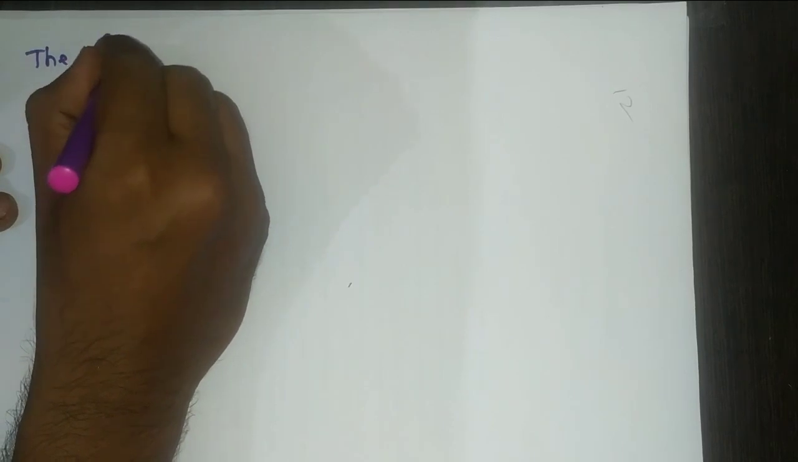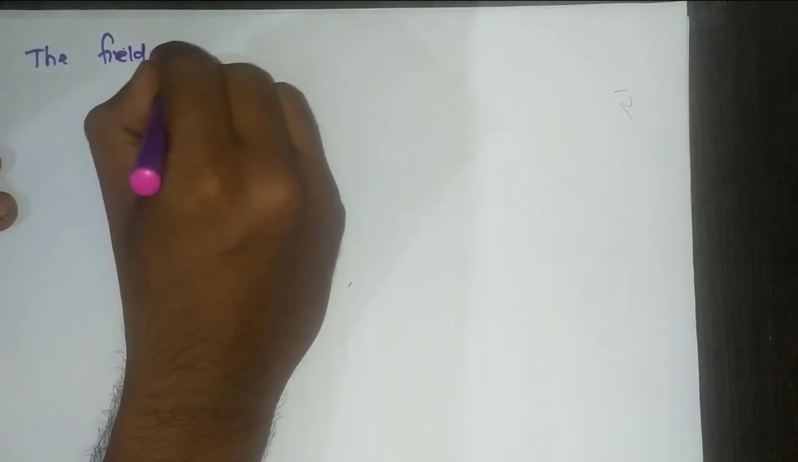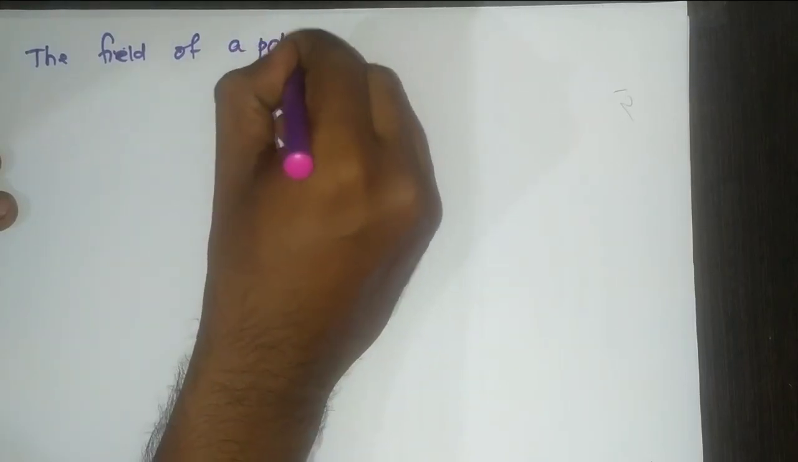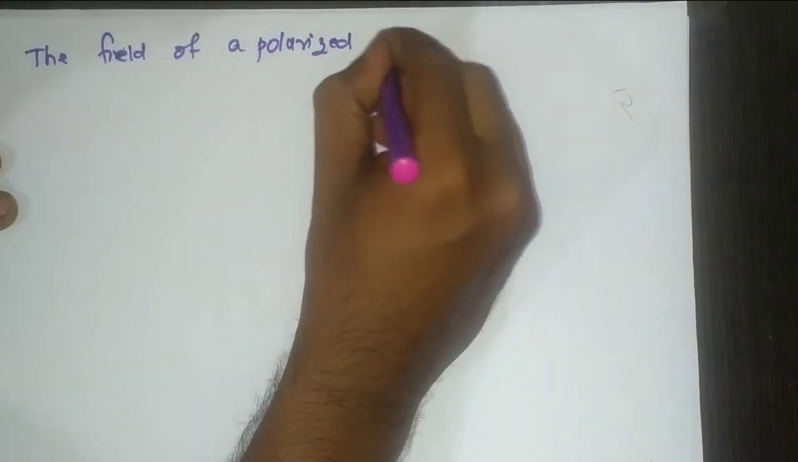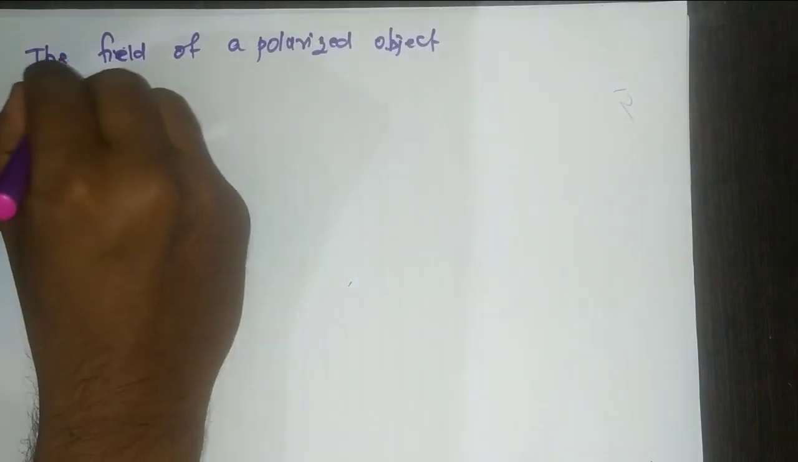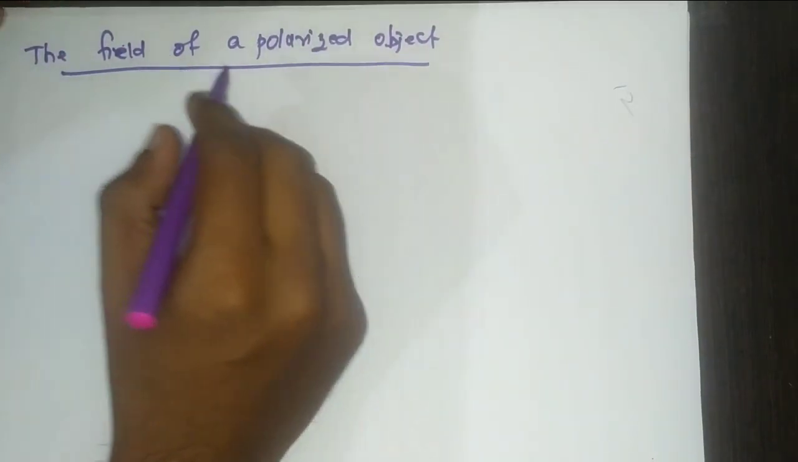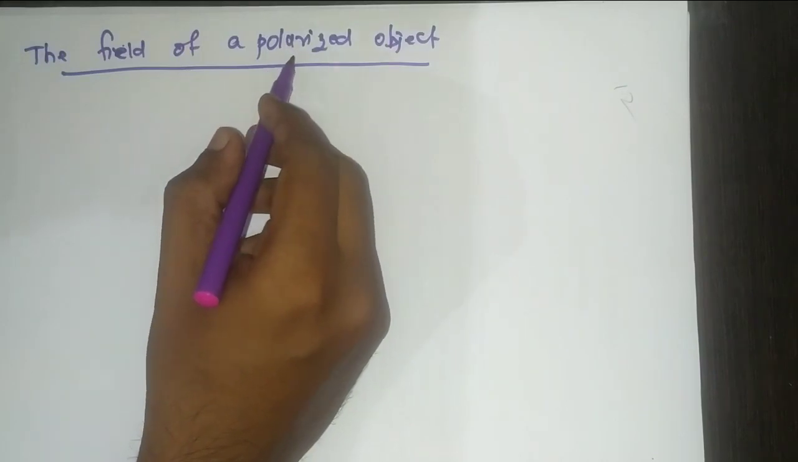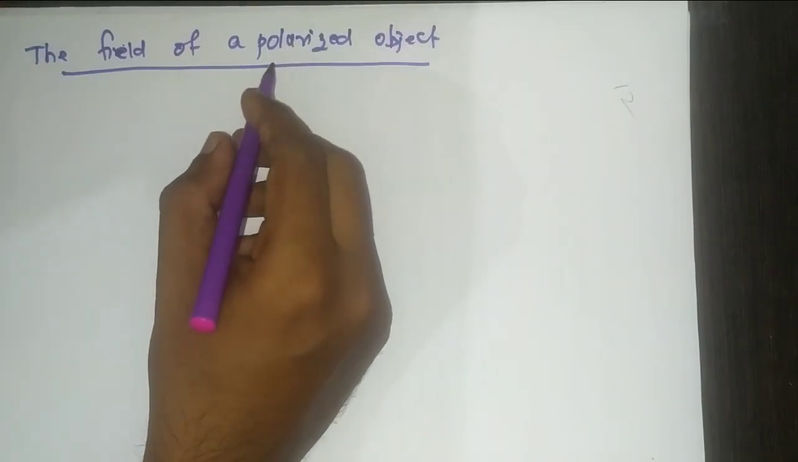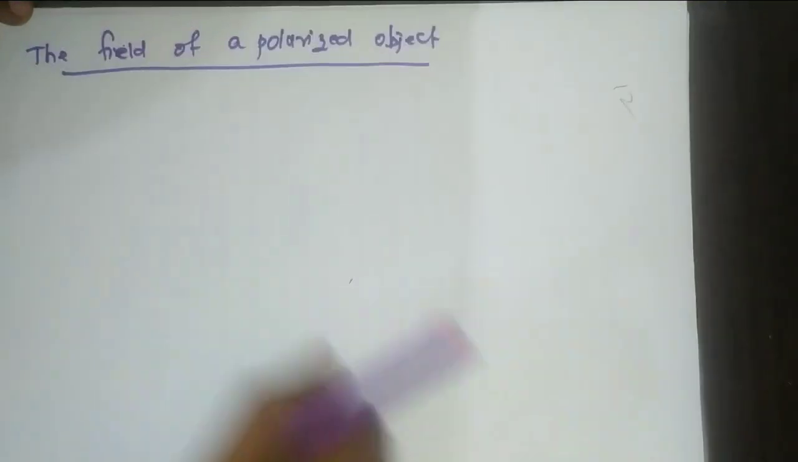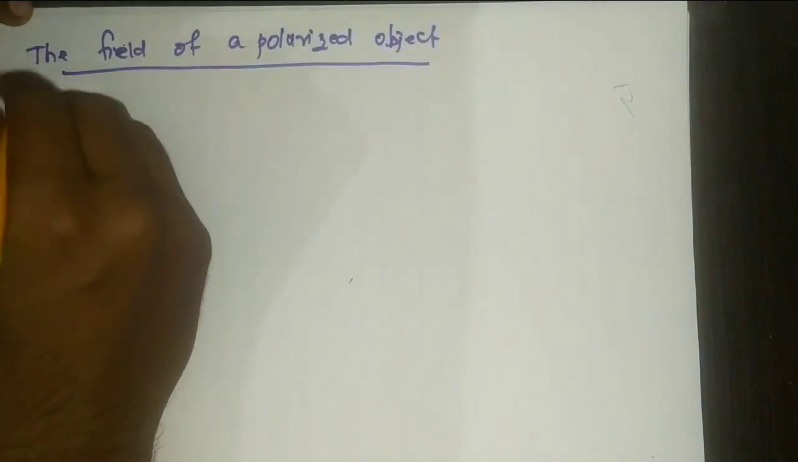Now let us move to another topic, that is the field, the electric field of a polarized object. Here we will find out what is the net electric field produced by a polarized object. Before going to the discussion, we will come to know the concept of bound charge.